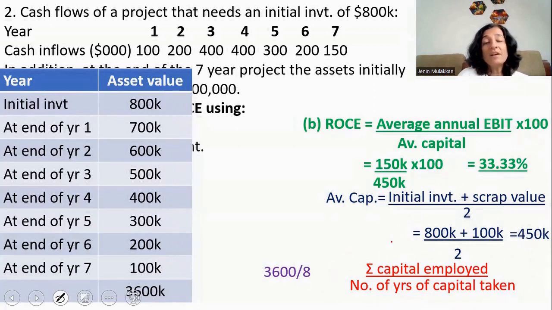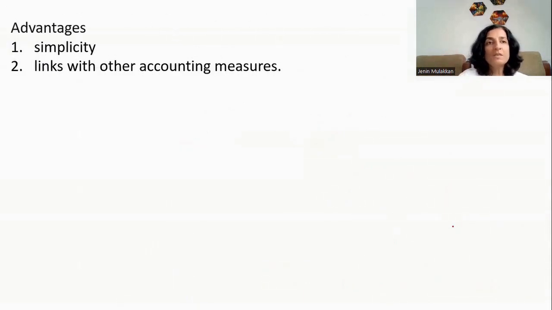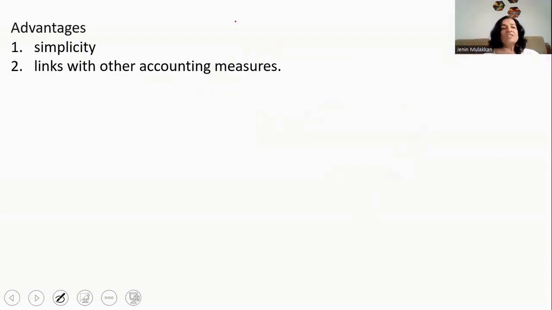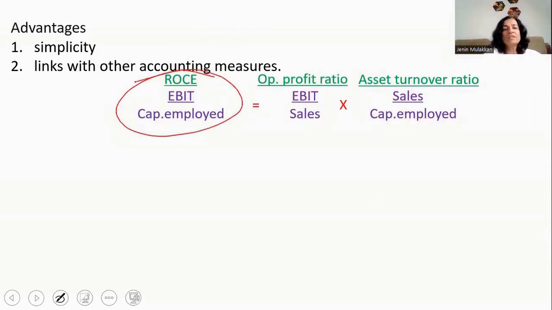Now let's see the advantages and disadvantages of the return on capital employed method. So there are mainly 2 advantages. One is simplicity. You have seen that return on capital employed is very simple. Another advantage is it could be linked with other accounting measures. Now we know the formula of return on capital employed. What is it? Return on capital employed is given by the formula EBIT divided by capital employed.